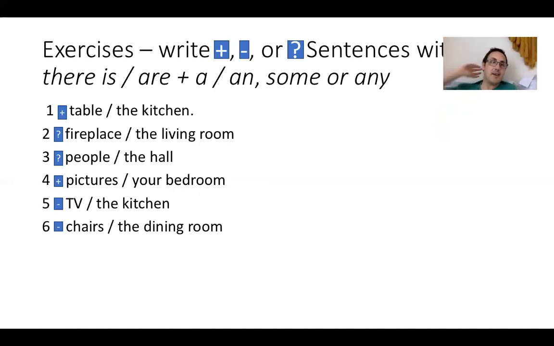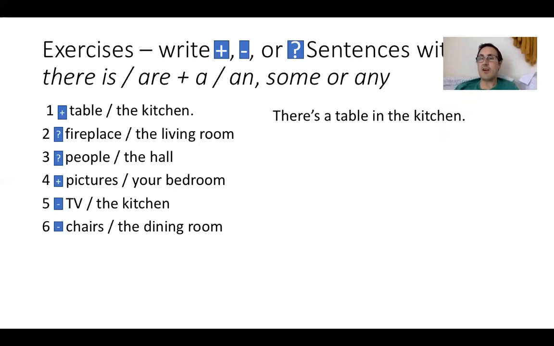The first is positive. It's affirmative. So we're going to start now. Table. What is table? Is that countable or uncountable? Like one table, two tables? It's countable and it's singular. So it's going to be there is a table in the kitchen. Or there's a table in the kitchen. There is, and there's is contracted.